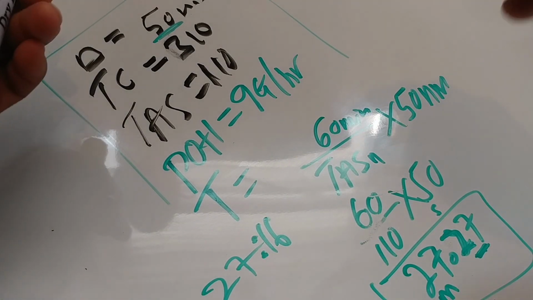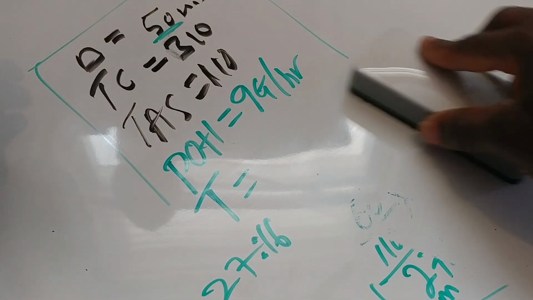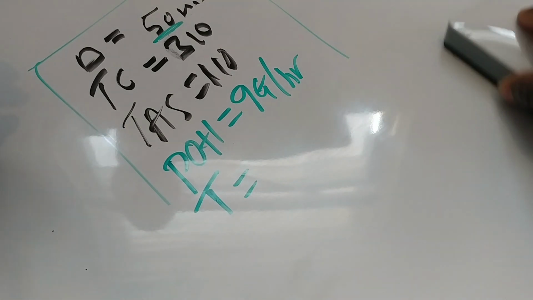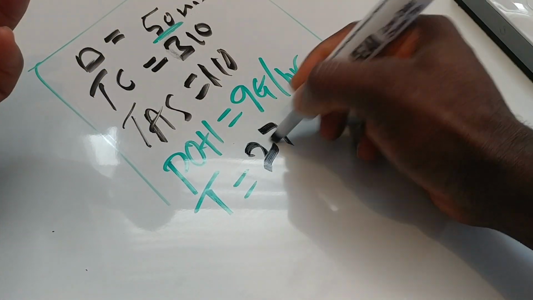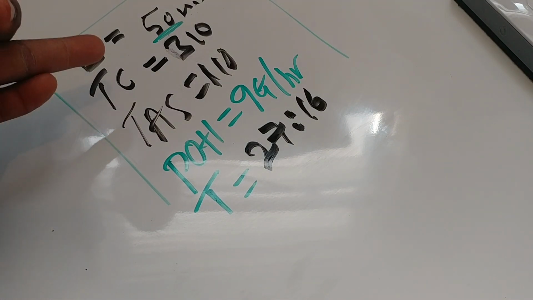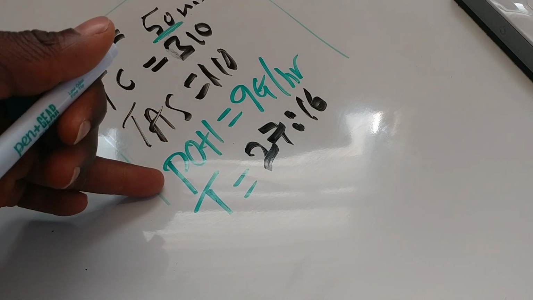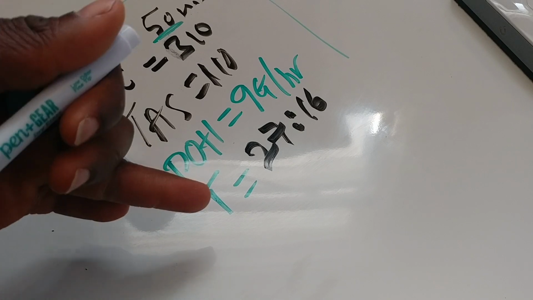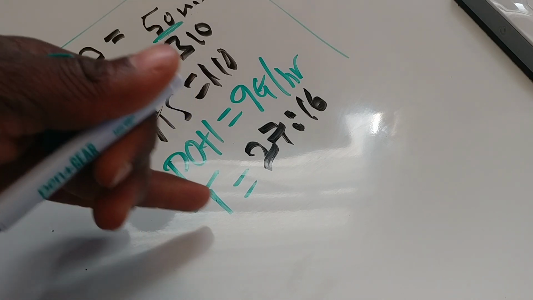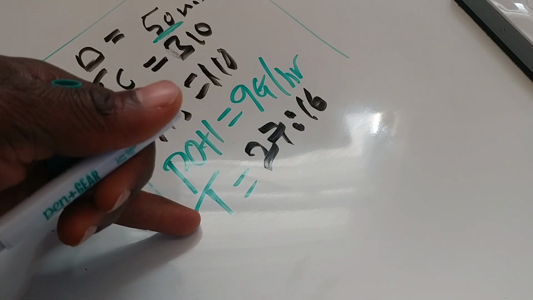Now we know 27 and 16 seconds. So 27 minutes and 16 seconds. Now we know our distance, we know our true course, we know our true airspeed, we know our fuel consumption, and we know the time it's gonna take to travel from Accra to Kumasi.